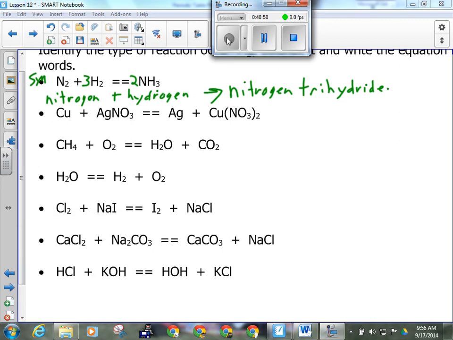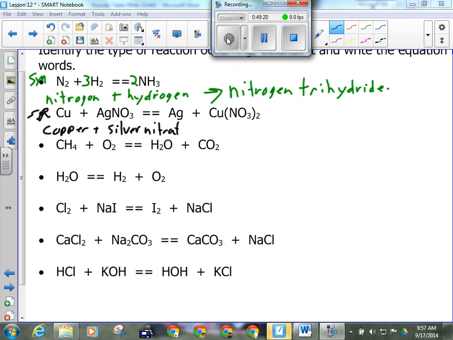Okay, let's have a look at a few of these here, guys. Seen the second one before? Yeah, because it was the example for what kind of reaction? Single replacement. So this is a single replacement, SR, reaction. Written out in words, it's copper plus silver nitrate gives us silver plus copper 2 nitrate.